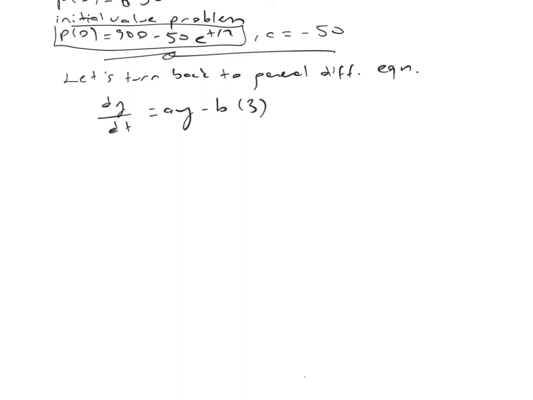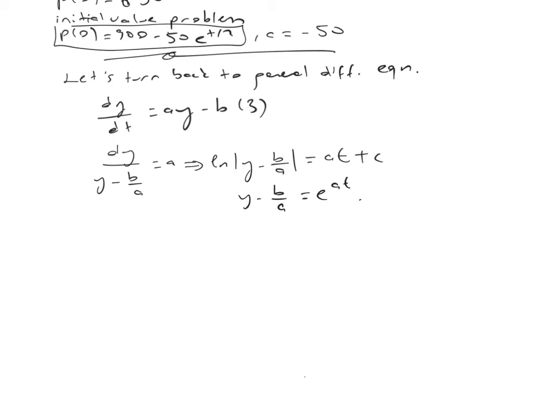Rearranging this differential equation, we get dy over y minus b over a is equal to a dt. From here, by integrating both sides, we get ln absolute value y minus b over a is equal to a times t plus c. From here, y minus b over a is equal to e to the a times t times e to the c. And this is again a constant, so we can call this c. So y is equal to b over a plus e to the a times t times c. This is the general solution, and it contains all solutions.